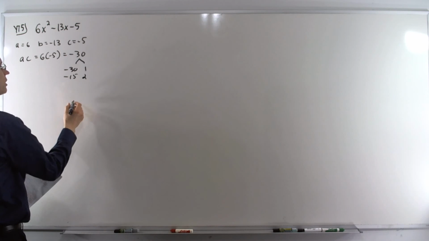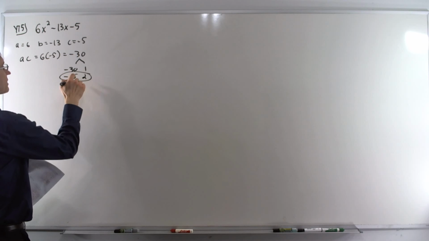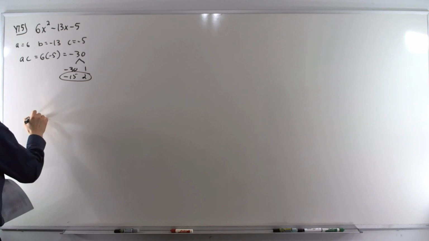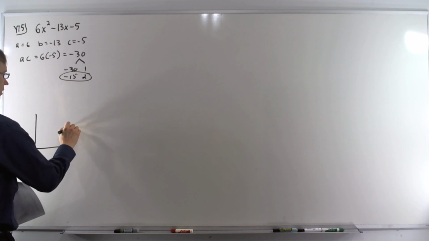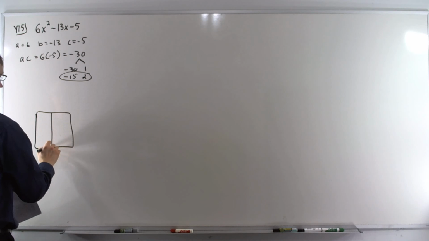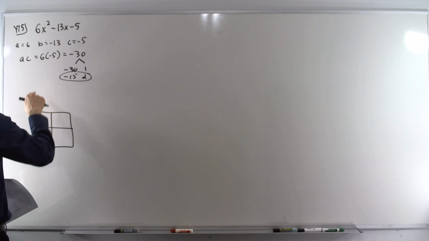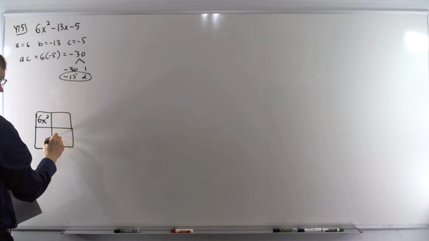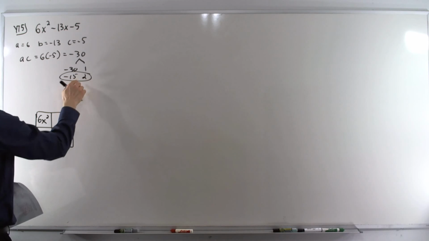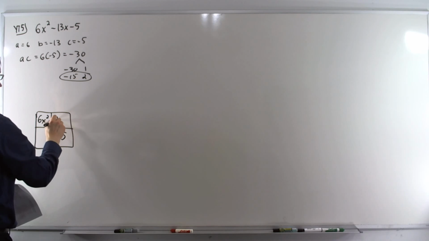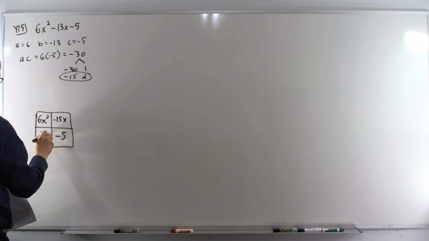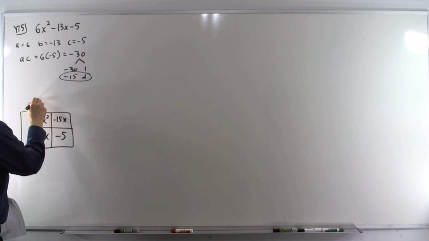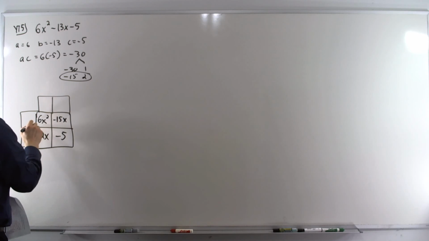So you have negative 30 times 1, negative 15 times 2. These two will add together to get negative 13. So there's our two numbers. All right, start the box. We got 6x squared in the upper left. We got negative 5 in the lower right. And then we got these two numbers for the other two boxes, negative 15x and 2x. All right, there's our answer boxes.